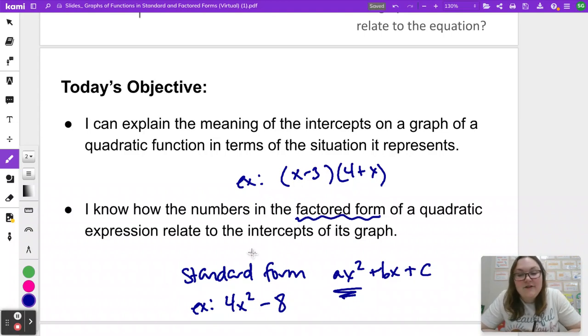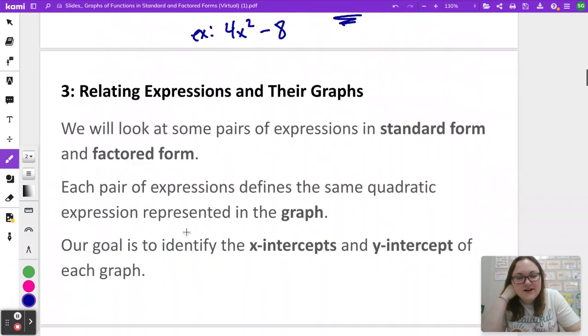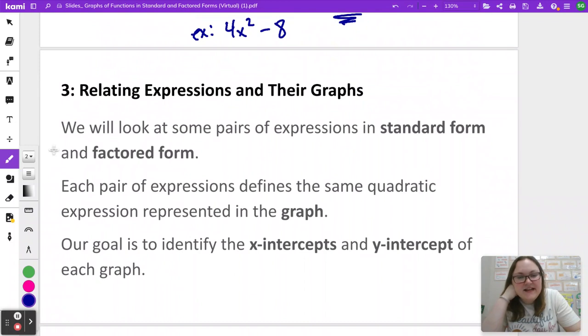So we're looking at how that form of the quadratic relates to the graph and its intercepts. To get us started, this is going to be the first part of the lesson, we are going to be looking at some pairs of expressions in standard form and factored form. Each pair of expressions defines the same quadratic expression. We've learned that it's the same quadratic, it's just written 2 different ways in 2 different forms, but the graph for both of them would be the same. Our goal is going to be to identify the x-intercepts and the y-intercept of each graph.